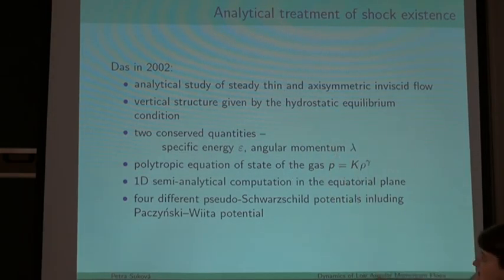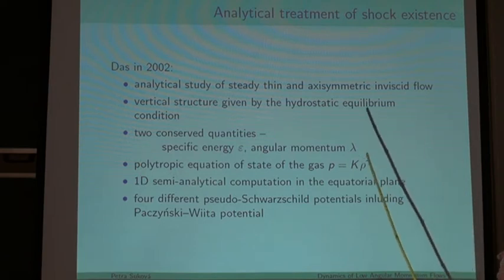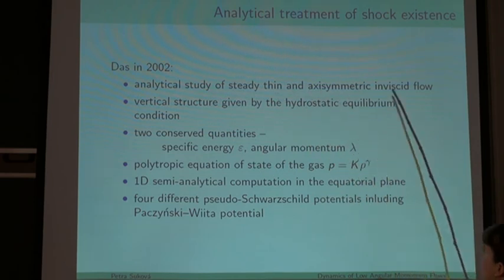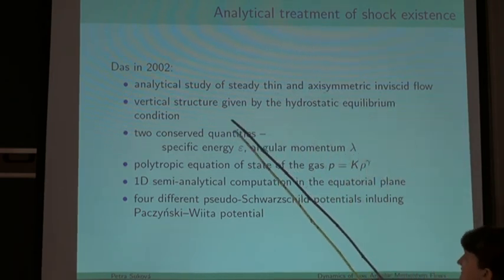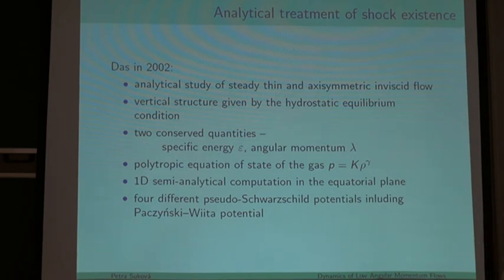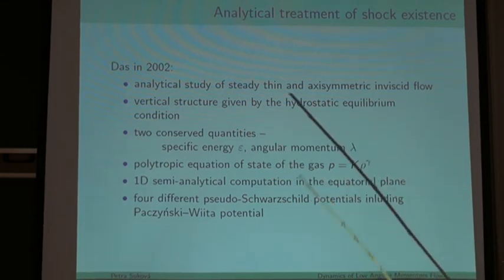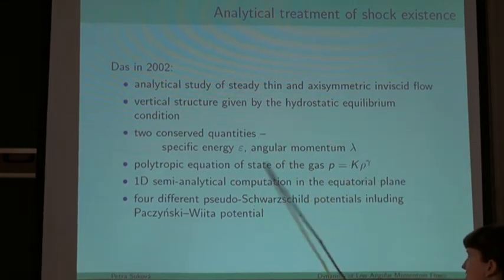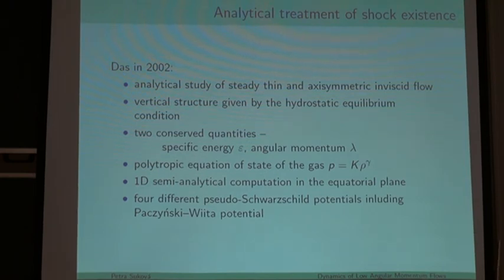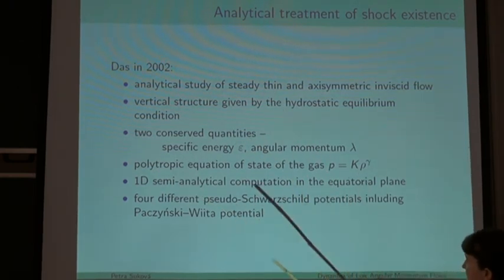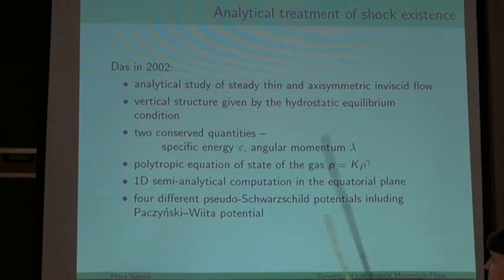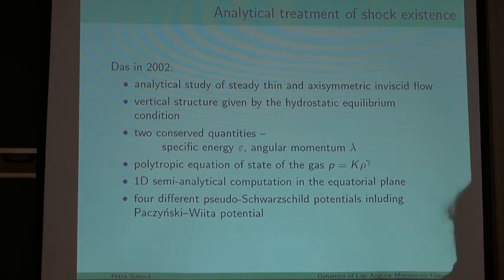Okay, so I looked at the paper from 2002, which analytically treated the possibility of shock existence in such a flow. They studied a steady, axisymmetric flow, where the vertical structure is given by the hydrostatic equilibrium condition, and this flow has two conserved quantities, the specific energy and the specific angular momentum, lambda. And we have the polytropic equation of state. They made a one-dimensional semi-analytical computation in the equatorial plane using the Schwarzschild potential, but also the Paczynski-Wiita potential, which is important for us.